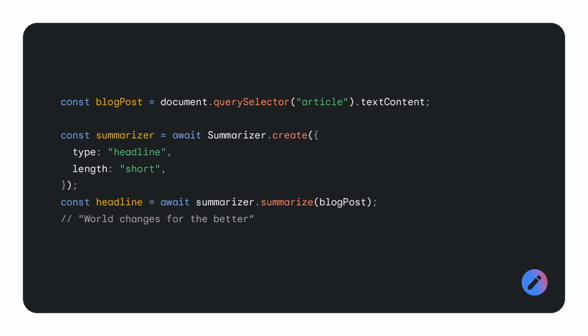First, you get the text of the blog post. Next, you create a Summarizer instance by calling Summarizer.create, providing a type of headline and a desired length of short. You can then get a headline suggestion by calling the Summarizer's summarize function.